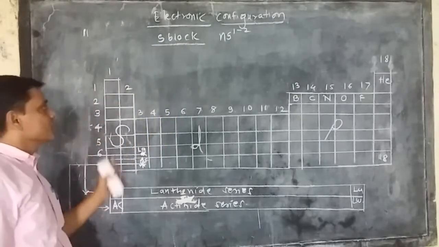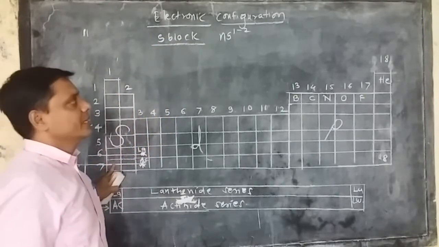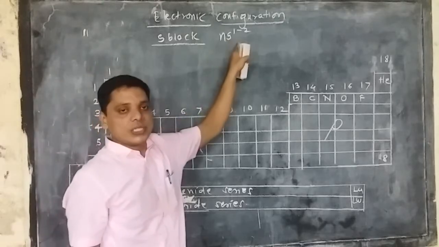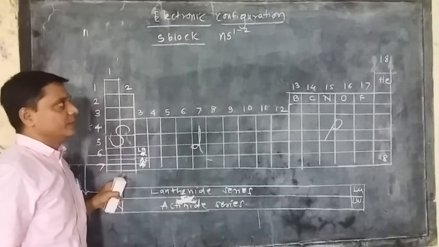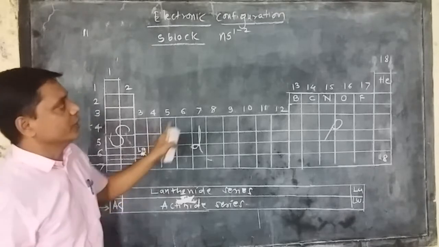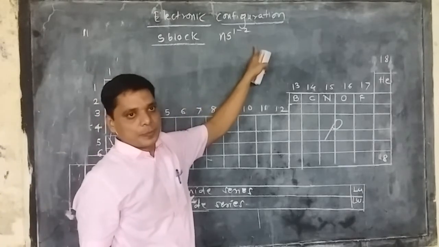So this first group is called the alkali metals, and its electronic configuration is ns1. While the second group is the alkaline earth metals, and its electronic configuration is ns2.